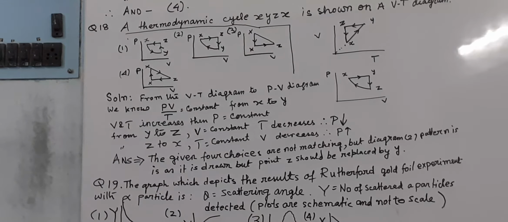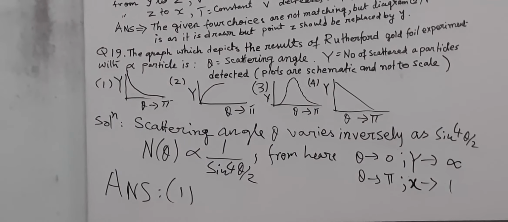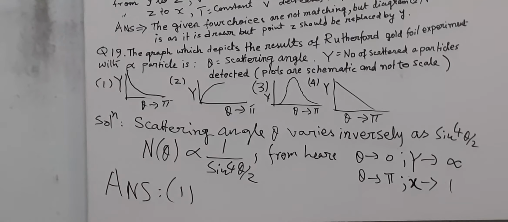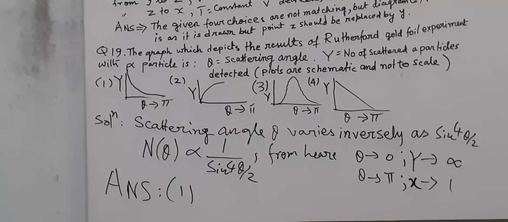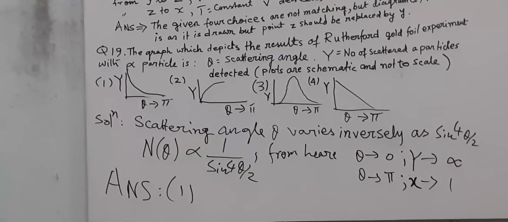Next question, question number 19. The graph depicts the results of Rutherford gold foil experiment with alpha particles. Theta is the scattering angle, y is the number of scattered particles detected. Plots are schematic and not to scale. There are 4 diagrams provided.